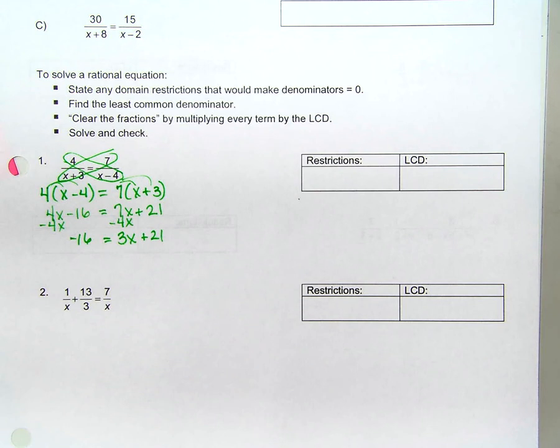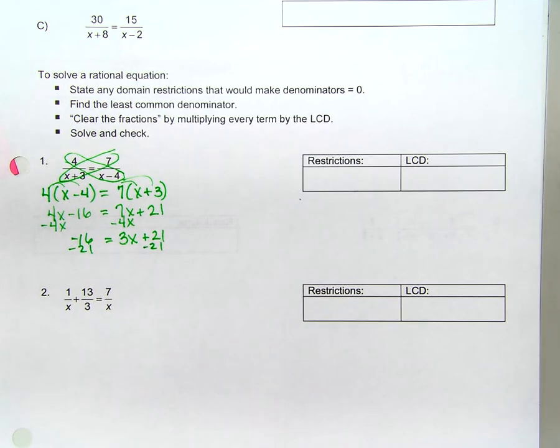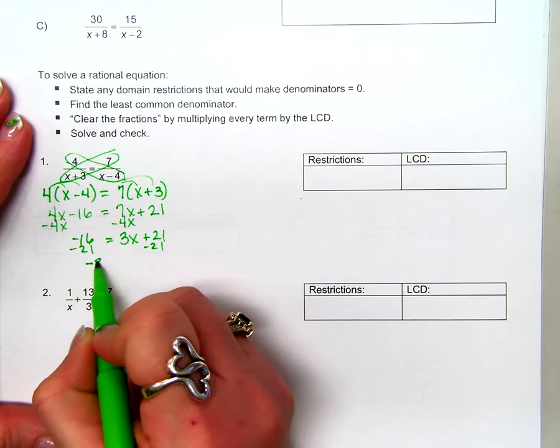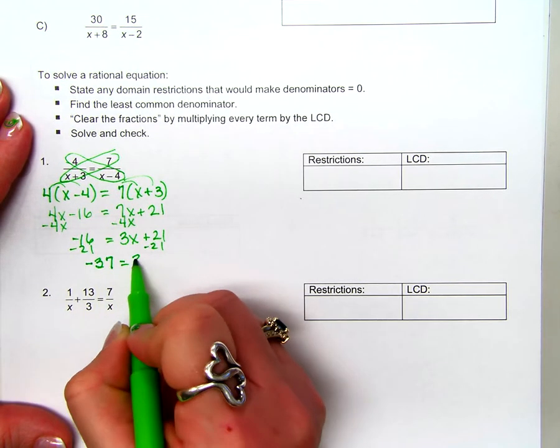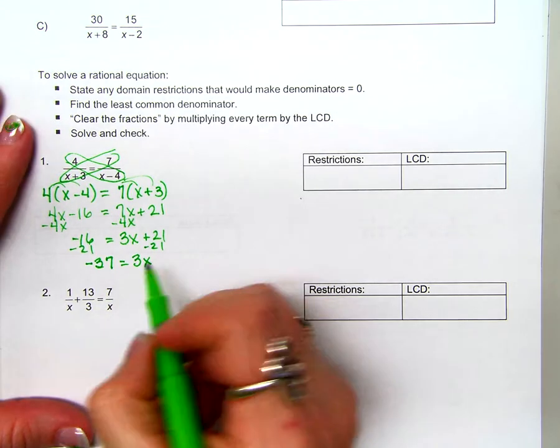Ooh, at this point it does. We want all our x's on one side and all of our numbers on the other, right? So I should subtract 21, okay? When I subtract 21 from both sides, what do I get? Negative 37 equals 3x. How do I solve for x? Divide both sides by 3.